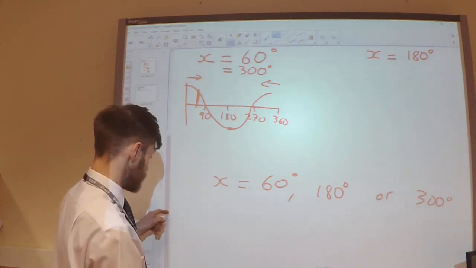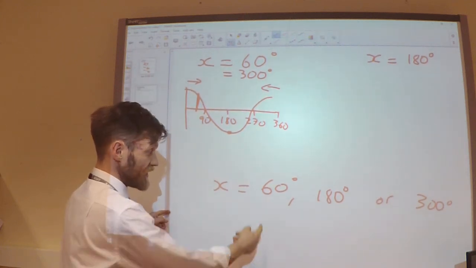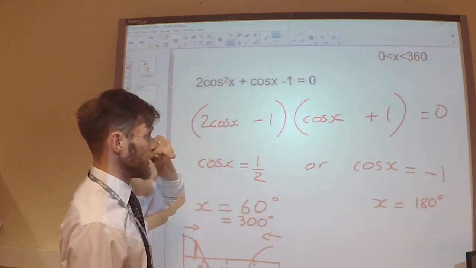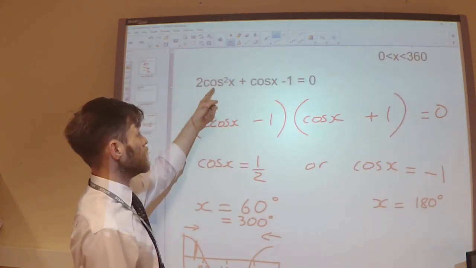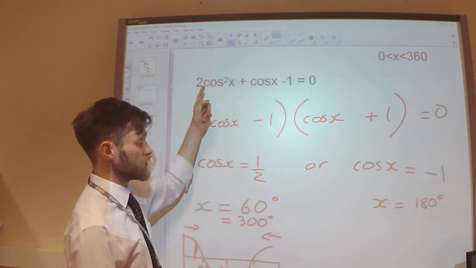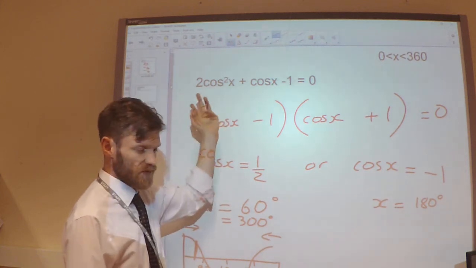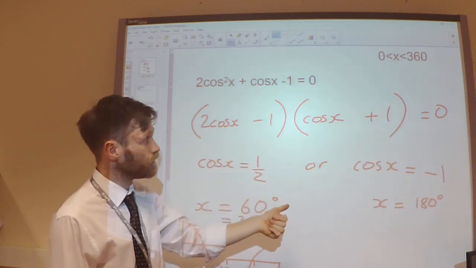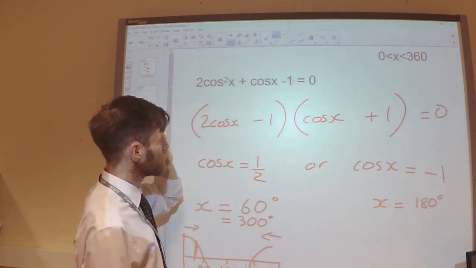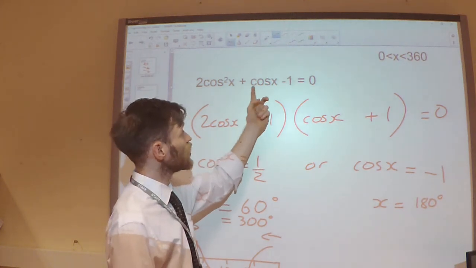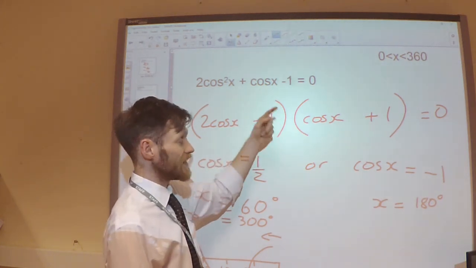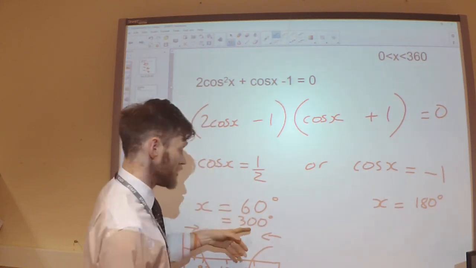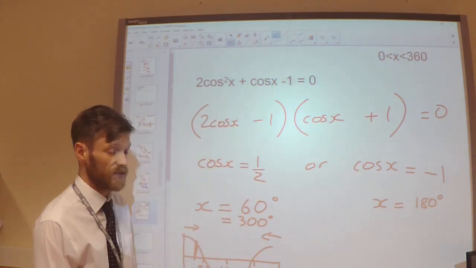And do a quick check. If we want to make sure we've got this correct, we can substitute these into my original equation. So if I worked out 2 cos squared 180, if I typed into my calculator cos 180, then square it, times it by 2, then add on cos 180, and then subtract the 1, you should get 0 as a check. And you can do the same thing with the 60 and the 300 as well.